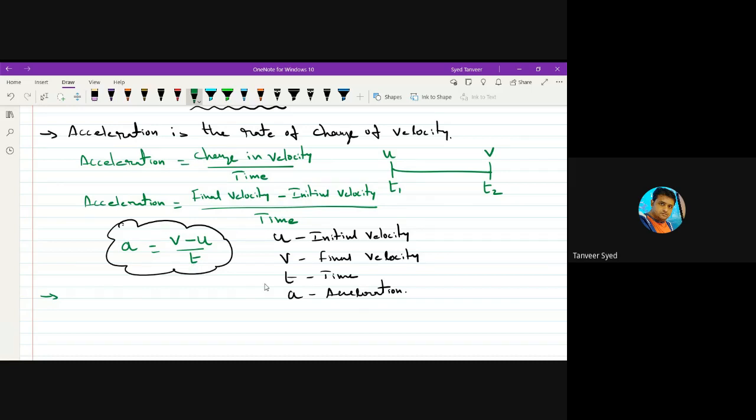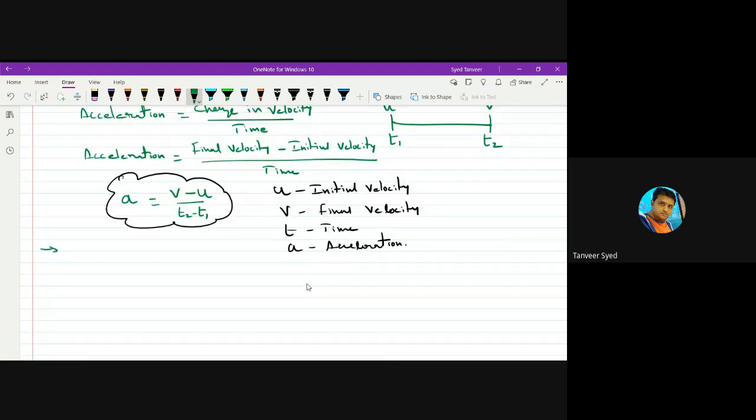Okay, I'll make one more change here. Can we write time duration? We can write this time duration as T2 minus T1. The duration of time in which this velocity is changing from U to V. Or in another way, you can also write this as delta V by delta T.